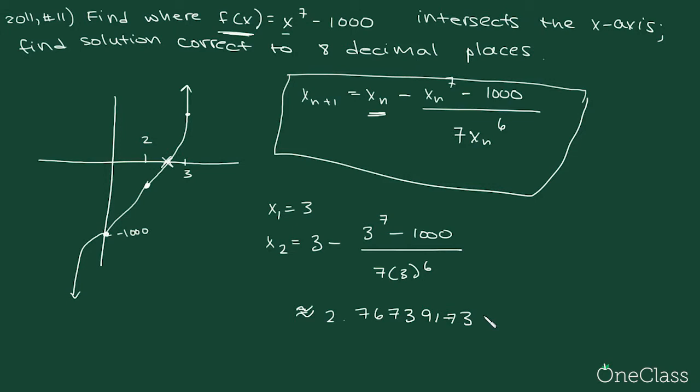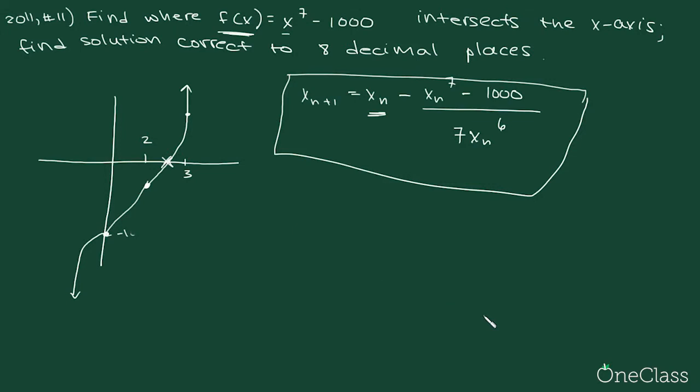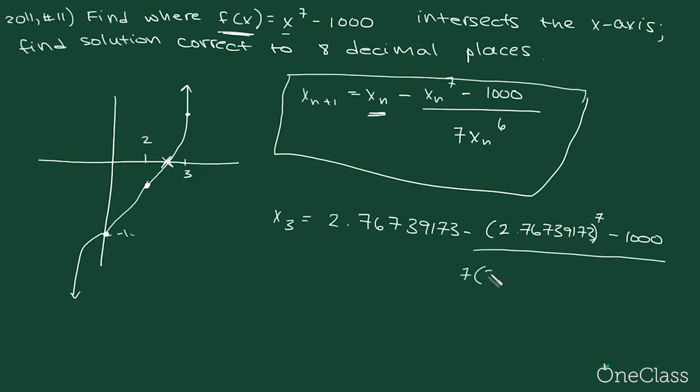Okay, so now we do the same for x3. We put in the x2 value that we just got, 2.76739173, subtracted by that same number to the power of 7 minus 1000, and we divide this by 7 times that number to the power of 6. Once again, it is a bit tedious to calculate, but that's what the question is asking. So we approximately get 2.69008741 for x3.